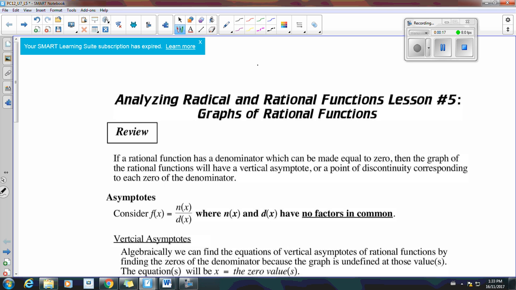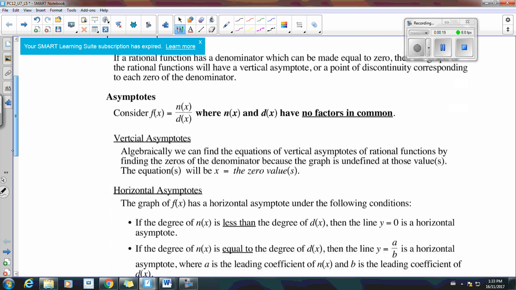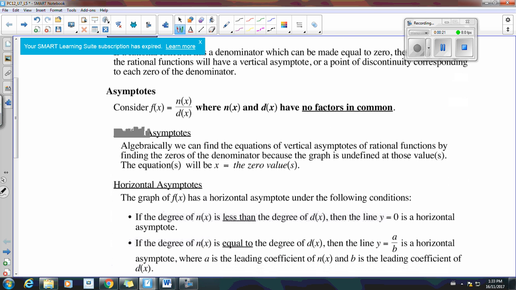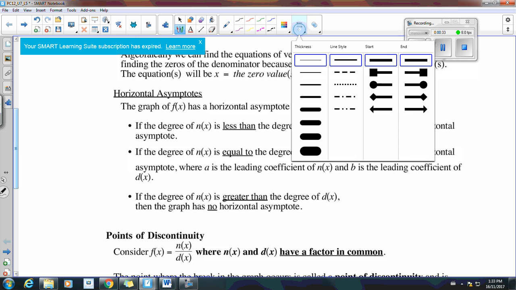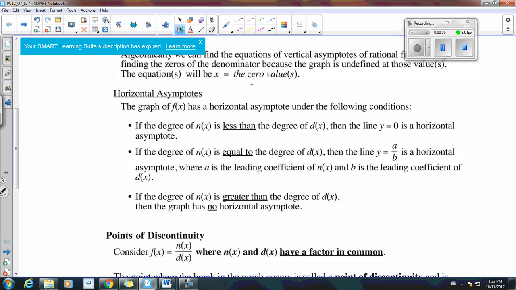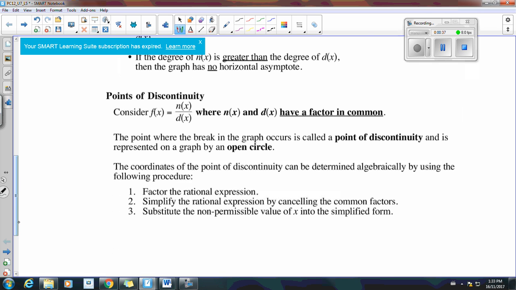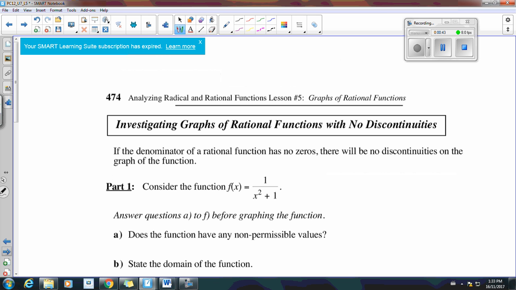So here are our rules for vertical asymptotes. They come from the zeros of the denominator. Horizontal asymptotes are not actually considered a discontinuity, but they still are an asymptote. And we have rules here that are based completely on the degrees of the numerators and the denominators. And then we have points of discontinuity, which comes from a zero of a factor in a denominator that gets canceled out.